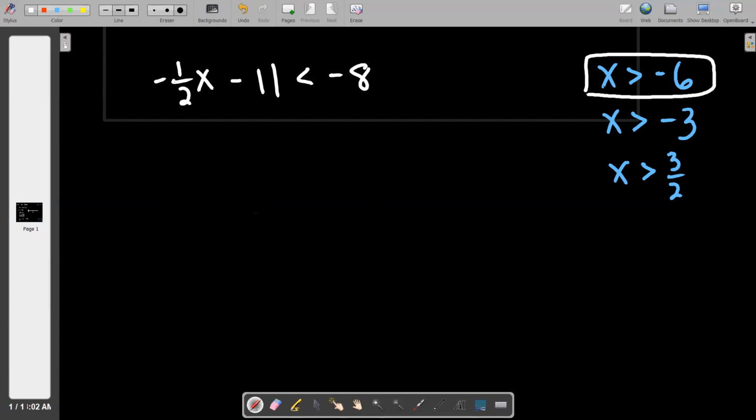Graphing that, I won't graph them all today, just in the interest of your time, but just a few. So I would mark my boundary. The boundary is always where things switch from being true to false. 3/2 is where it's at. I'm going to circle it and not color it in, and I'll shade to the right since it says x is greater than. Any questions about that?